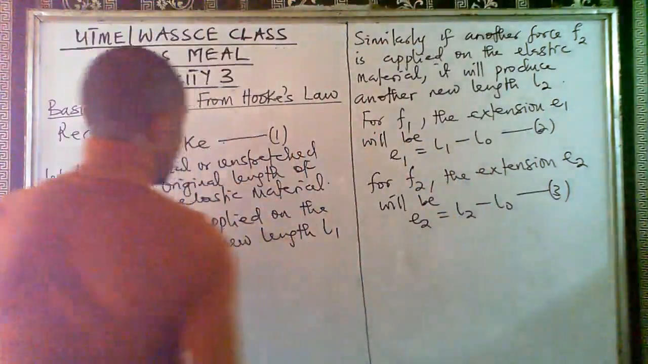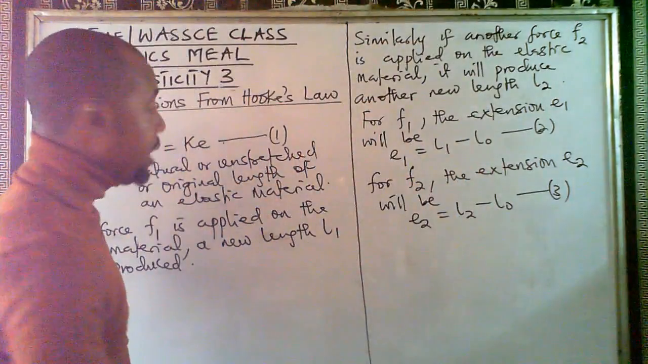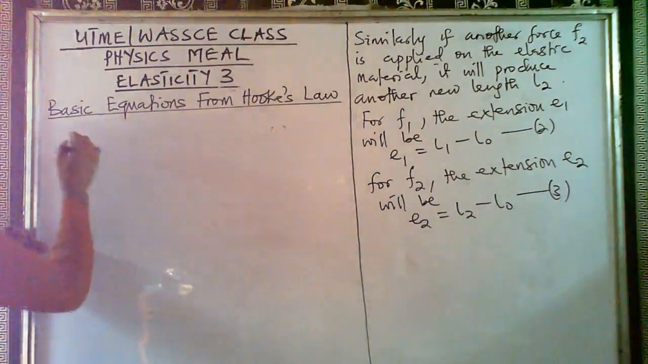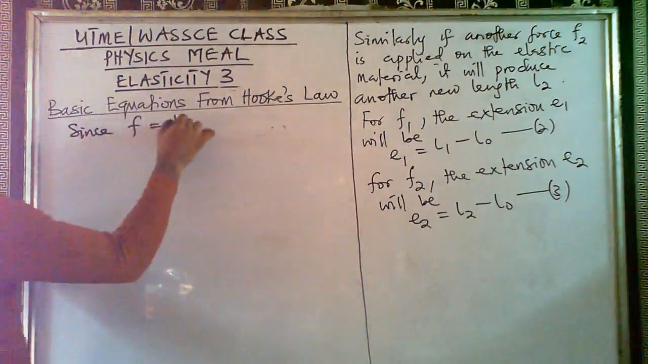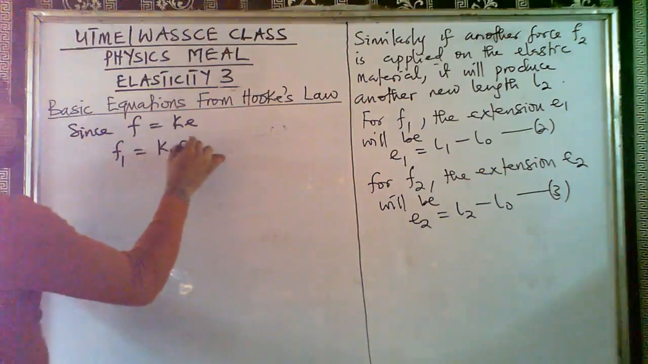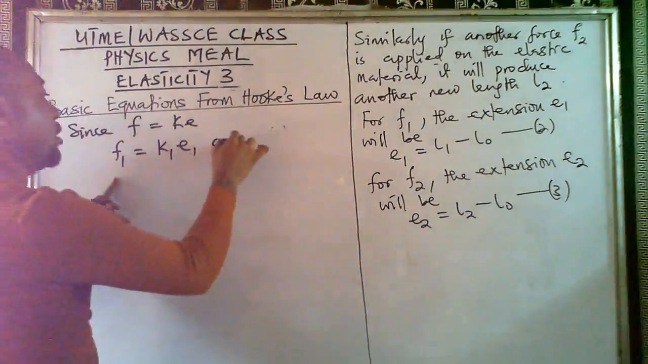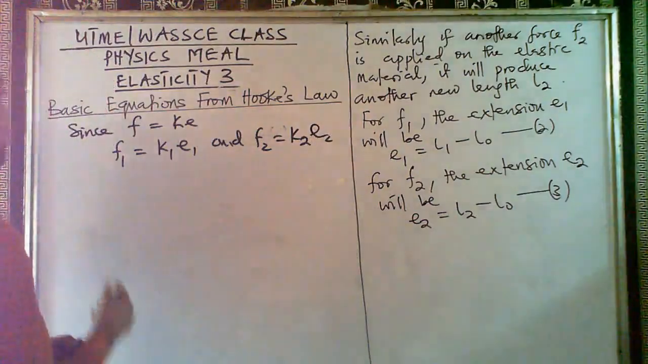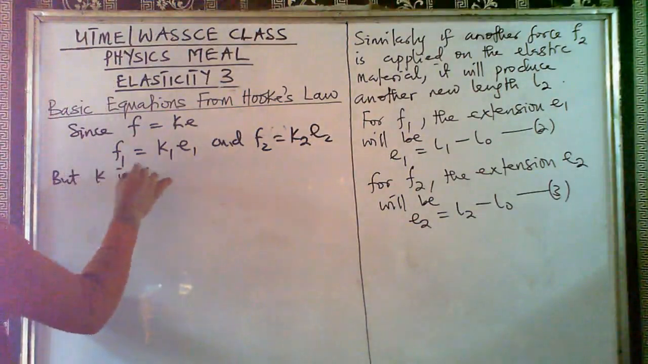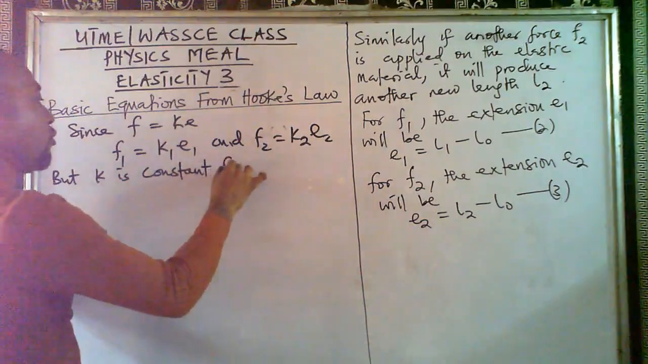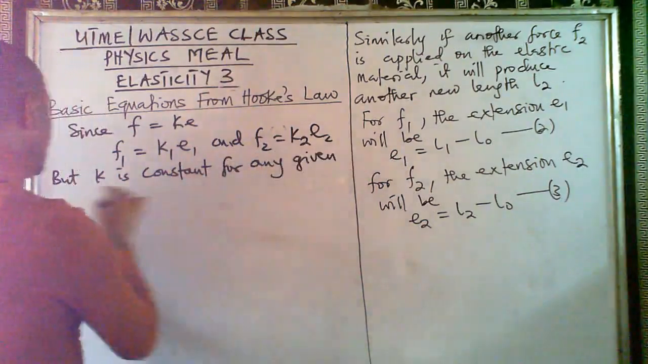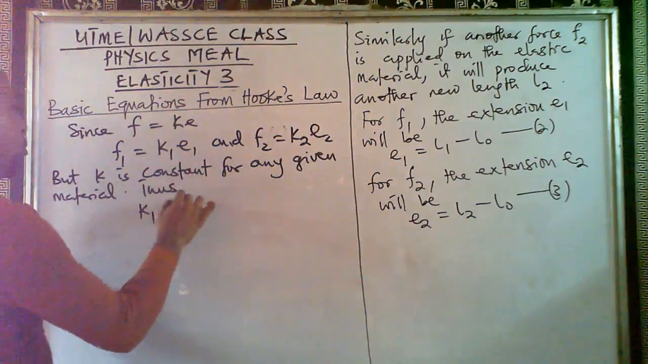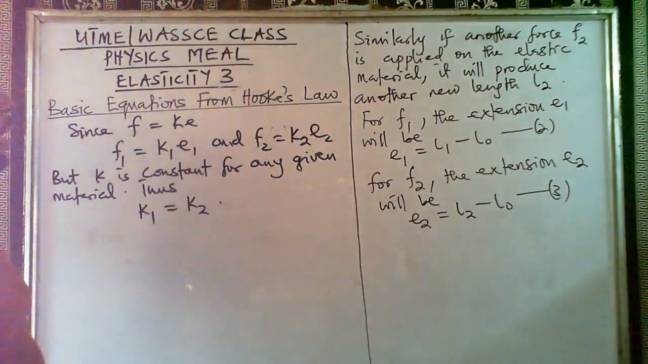So, since F is equal to KE, it means that F1 will be equal to K1 E1, right? And F2 is equal to K2 E2, right? But K is constant for any given material. Thus, K1 will be equal to K2.